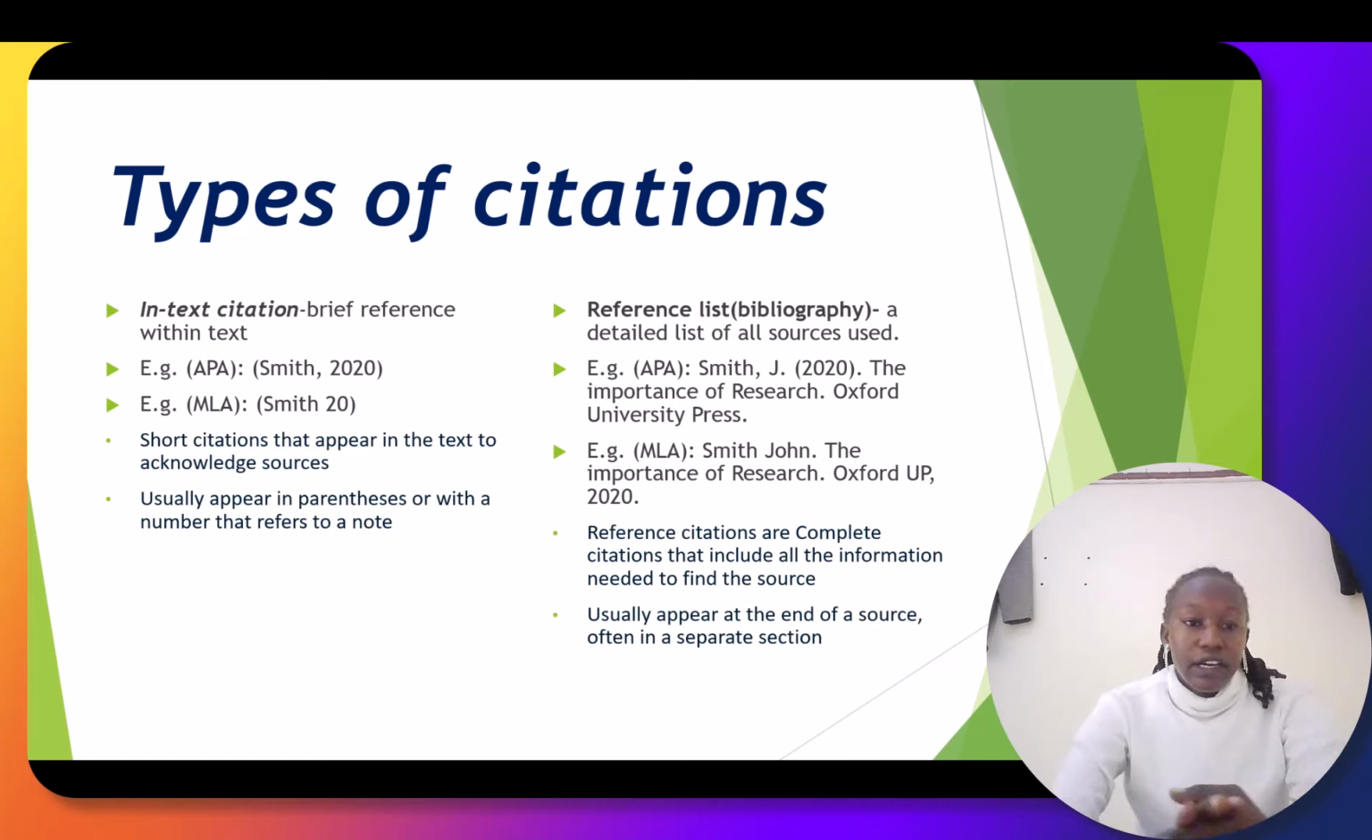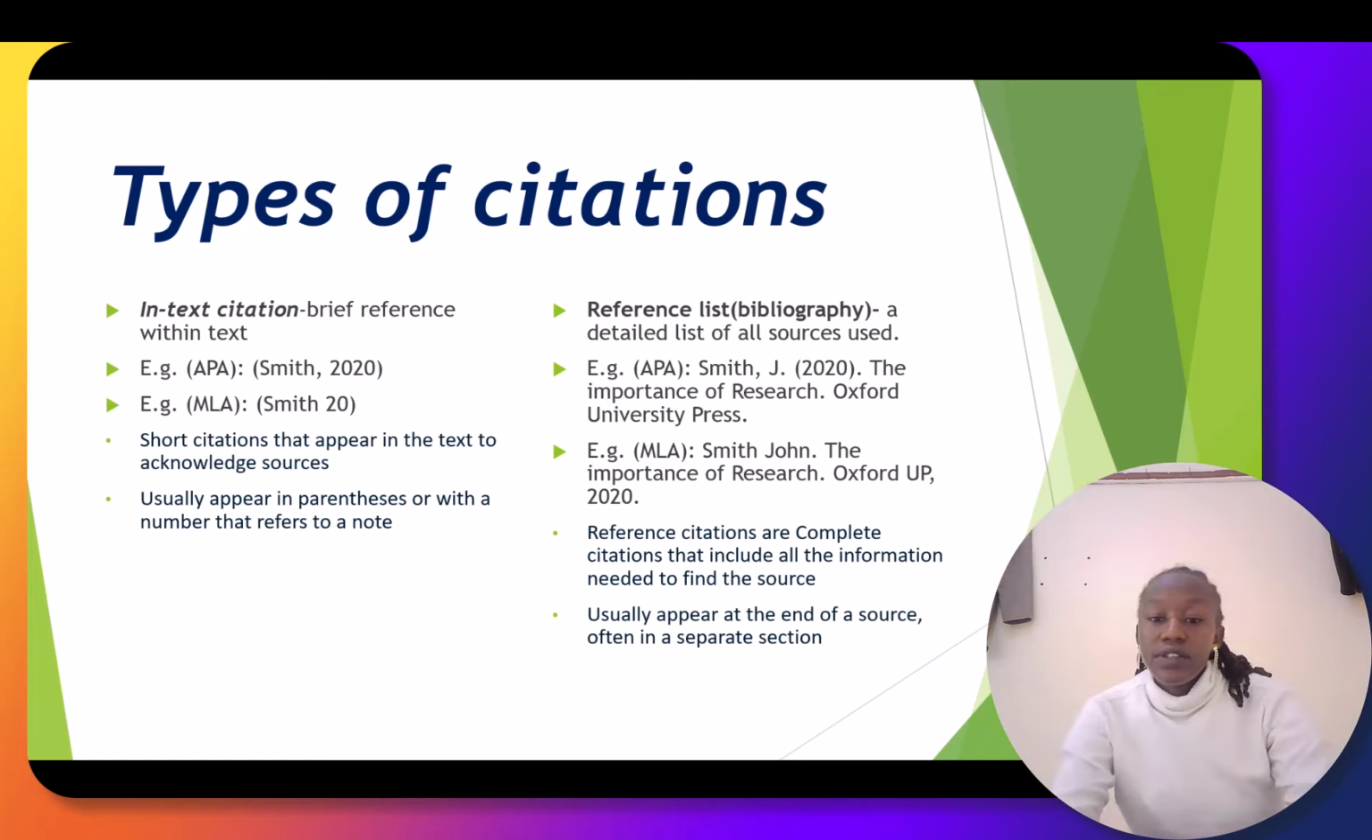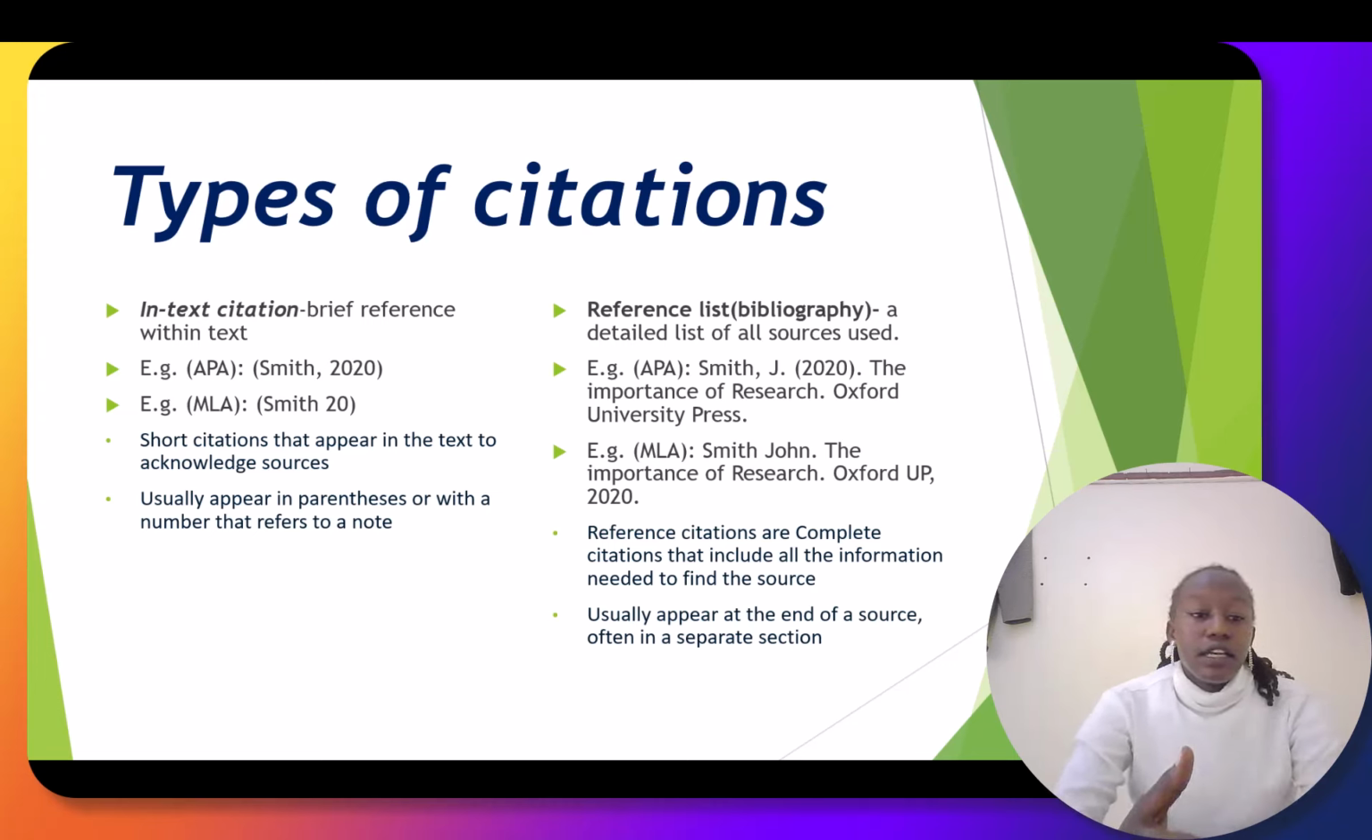That is just like a recap. In-text citation, a brief reference within a text, as I've explained. You put in your text, you can cite an author and the year. Like that is an example. E.g., you can write the author's name, maybe you're going to use APA style. That is Smith, 2020. But in Modern Language Association, we're going to use it with no comma. You see that there is a difference between the APA style and the MLA style.